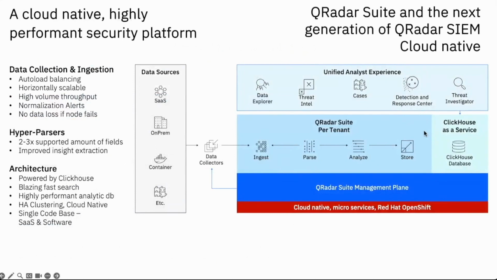Now, this slide describes the QRadar Cloud Native architecture in brief. We see varied data sources sending data to the data collector, and the data collector then sends that to the QRadar suite. Data is processed and stored in a database called ClickHouse, which provides very high speeds for searches, powerful analytics, and it also supports clustering.